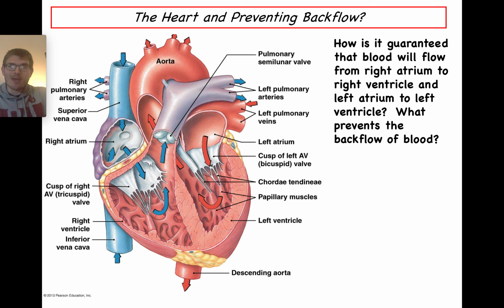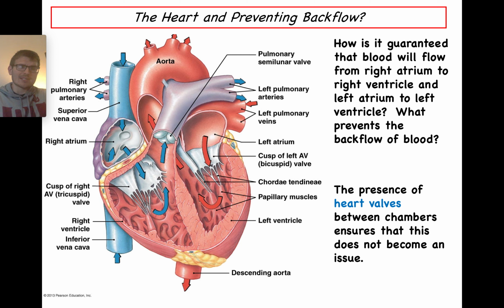So another way of phrasing this question is, how is it going to be guaranteed for us that blood will flow in the correct direction from right atrium to right ventricle and left atrium to left ventricle? What is preventing the backflow of blood there?